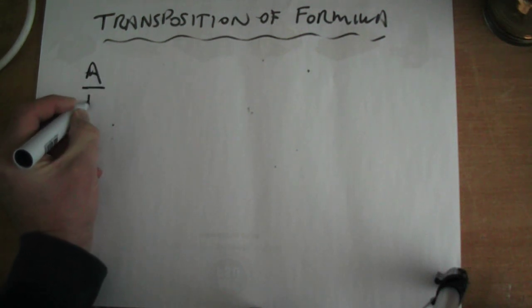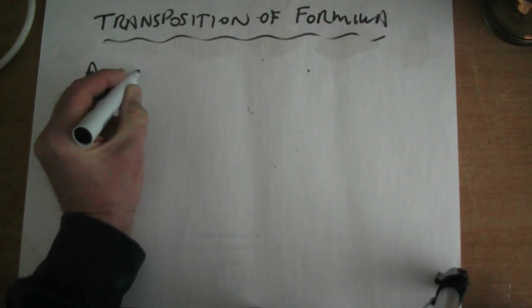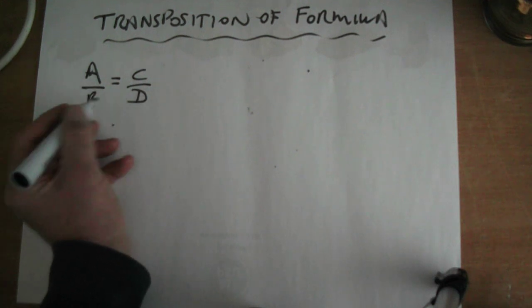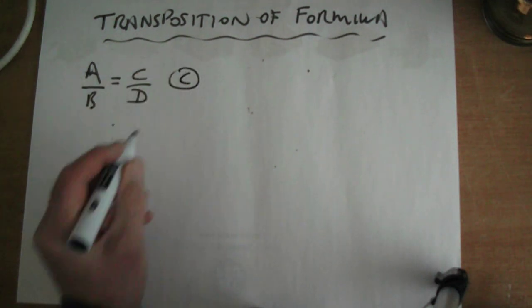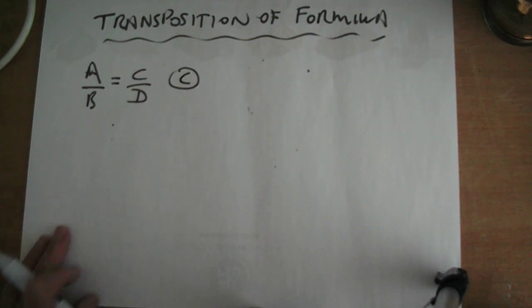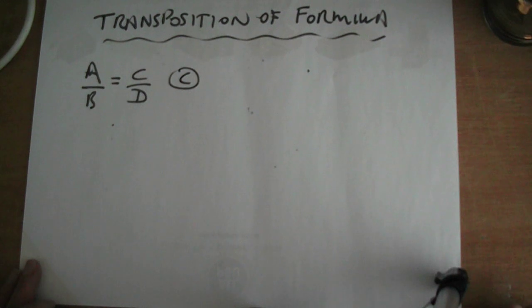A divided by B equals C divided by D. Now these are meaningless in terms of engineering, but we're going to have a go at these anyway. And if I pick a letter, say I want to find C, so I'm going to transpose this formula to make it C equals to something else, to the other variables. And the easiest way to do that is to cross multiply.